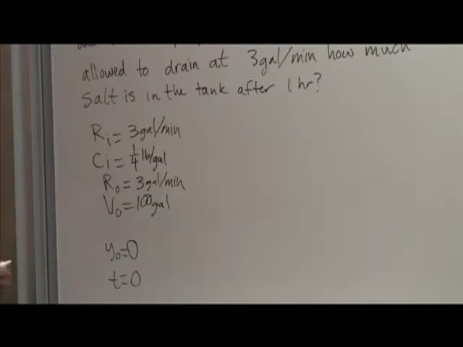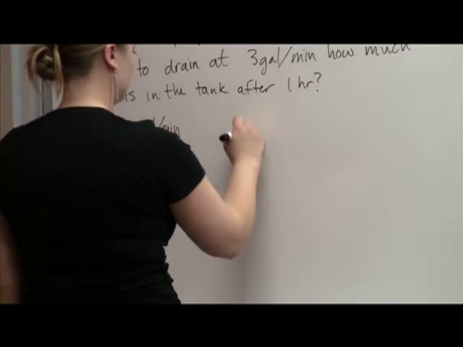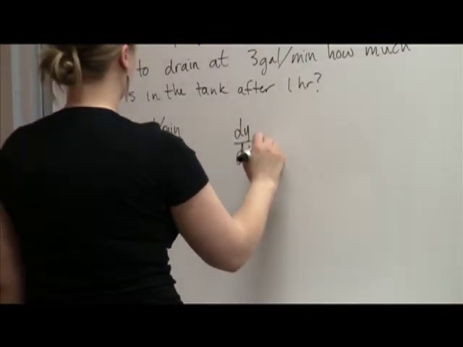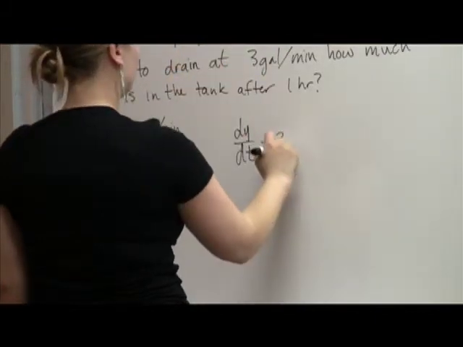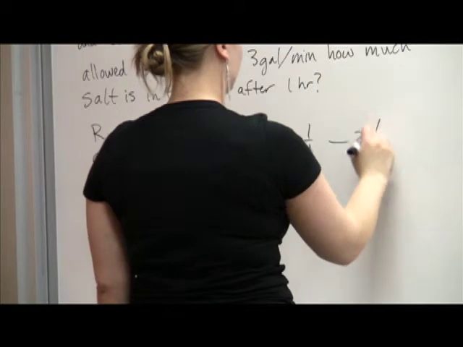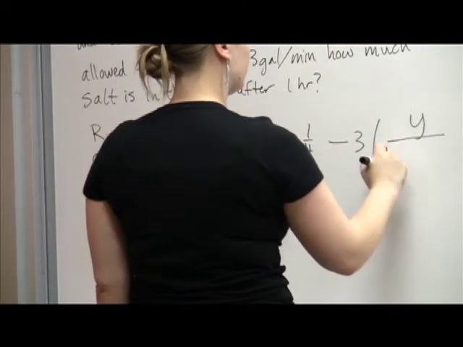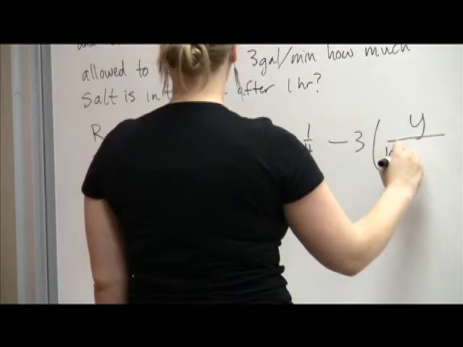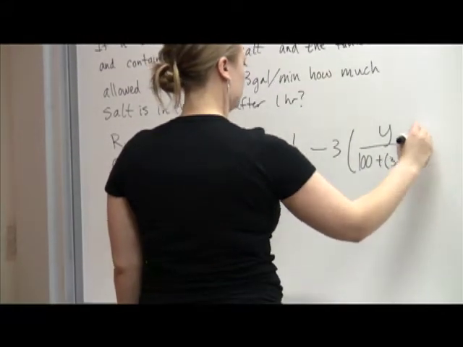Okay, so now I'm just going to set up my equation. I'm just following that equation right there. My rate in is 3. My concentration in is 1/4. My rate out is 3. I don't plug in Y or T until after I integrate. My initial volume is 100. My rate in is 3. My rate out is 3 T.